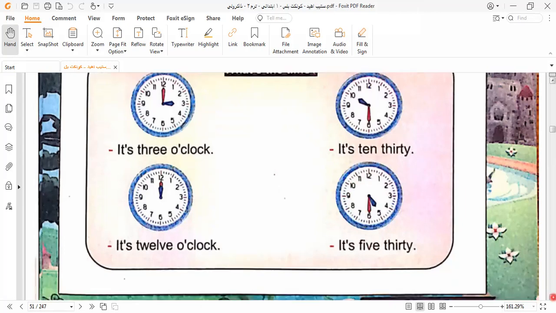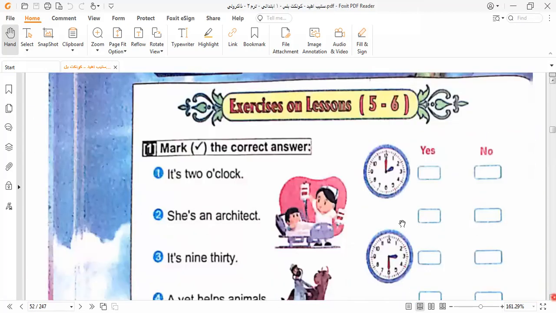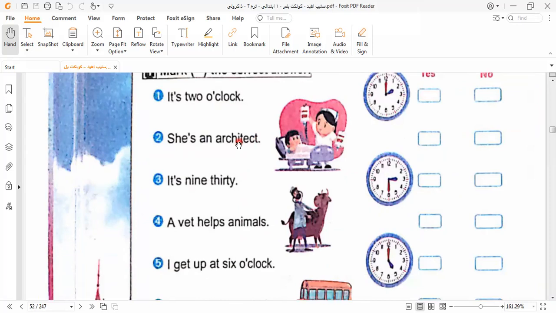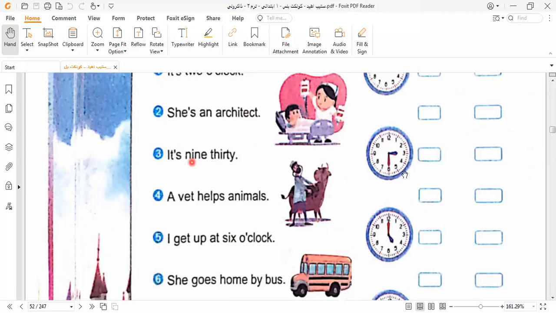Let's go to another activity. It's 2 o'clock. Here is 2 o'clock. Yes, I put yes here. She's an artist. Is she an artist? No, it's not an artist. I think it's a doctor, not an artist. So I put no. Here is 9:30. Is it 9:30? No, it's 30, but not 9. So it's what? It's 3:30. So is it right or wrong? No. So I put no.